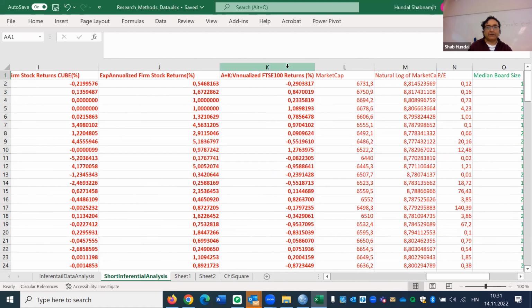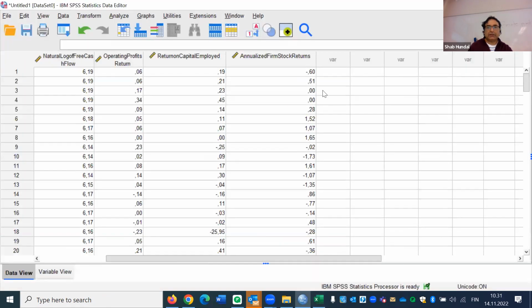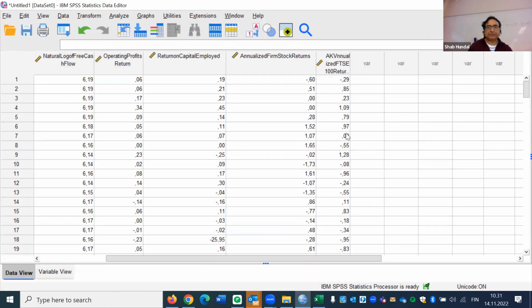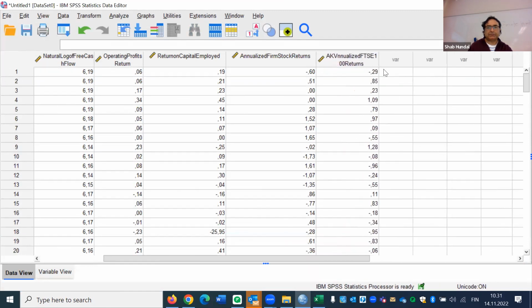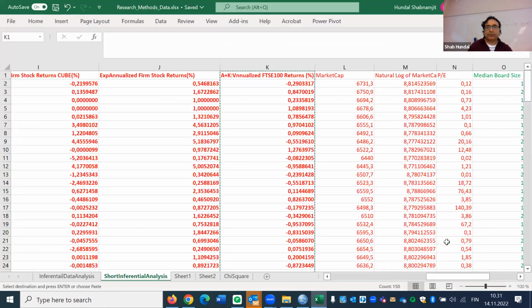The annualized FTSE return. So I take it, I copy it, and then I save it here. Paste it here, rather, paste with a variable name.